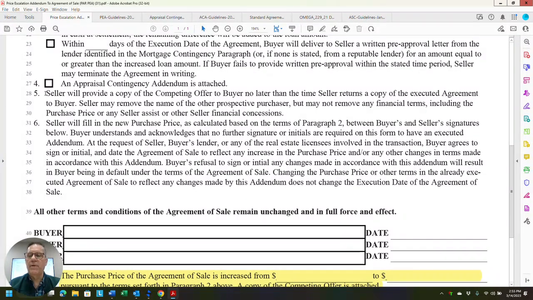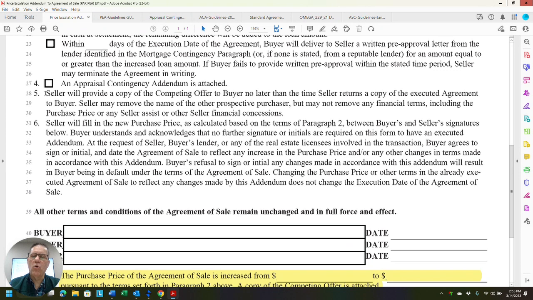This statement here does not permit or allow the listing agent to provide you with just certain pages of that competing offer. They are to provide you with the entire offer from page 1 to page 14.